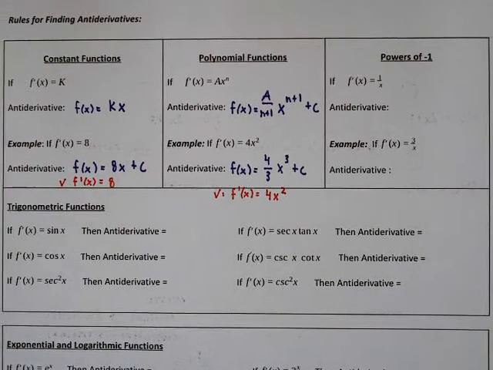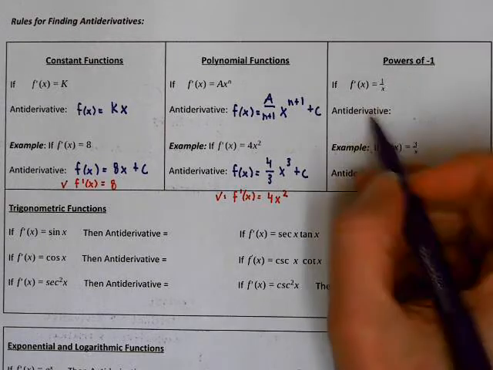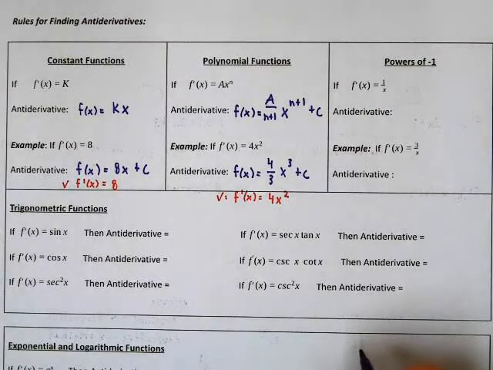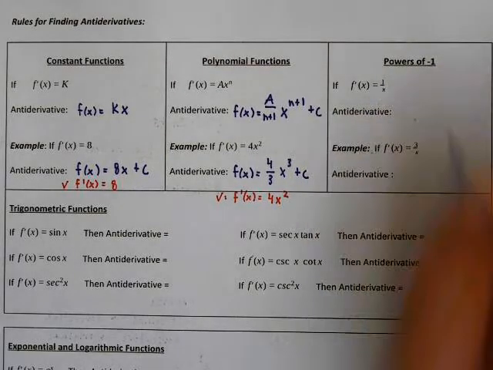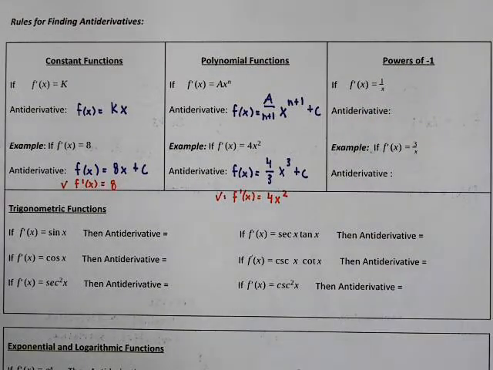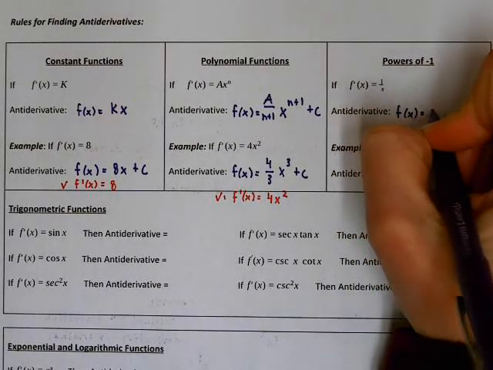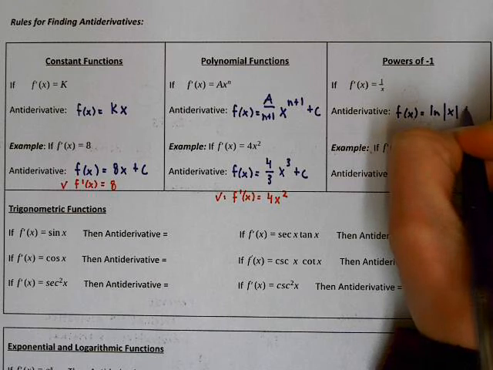All right, now one place we have to be careful is when we have a power of -1. We know that 1 over x is the same as x to the -1. Here we have to be really careful. Hopefully we recognize 1 over x is actually the derivative of natural log of x. So my antiderivative here is f of x equals the natural log of the absolute value of x plus c.